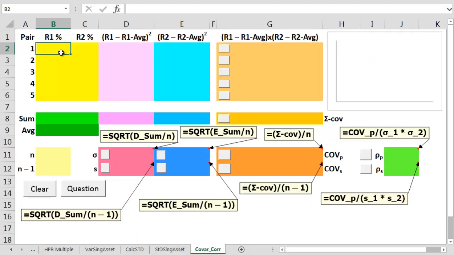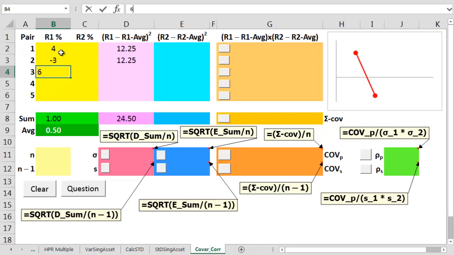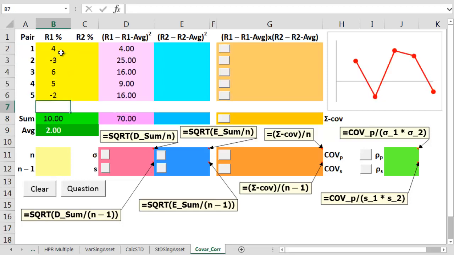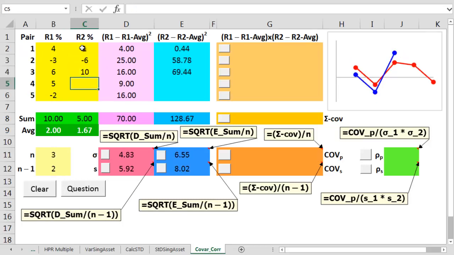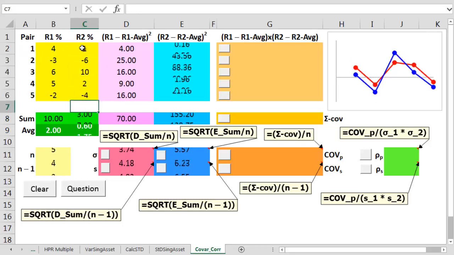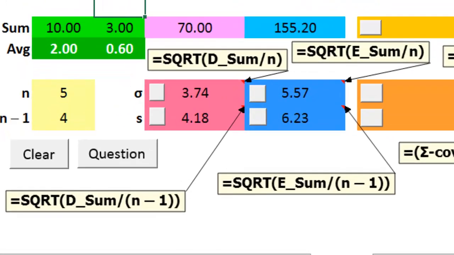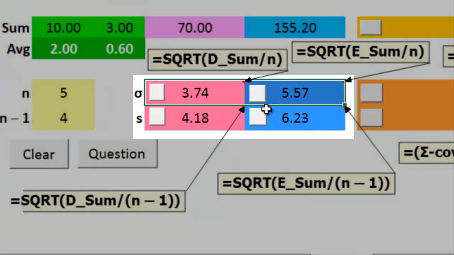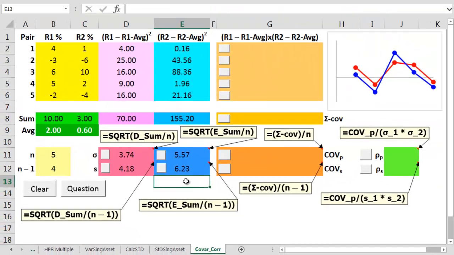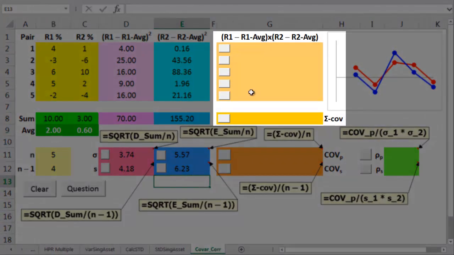I'll input those figures again for the first set of returns. So that's 4%, -3%, 6%, 5%, and -2%. And the second set, 1%, -6%, 10%, 2%, and -4%. I'll assume you do know how to calculate all the standard deviation types. If not, go watch that video. The important part of this table is the covariance column.